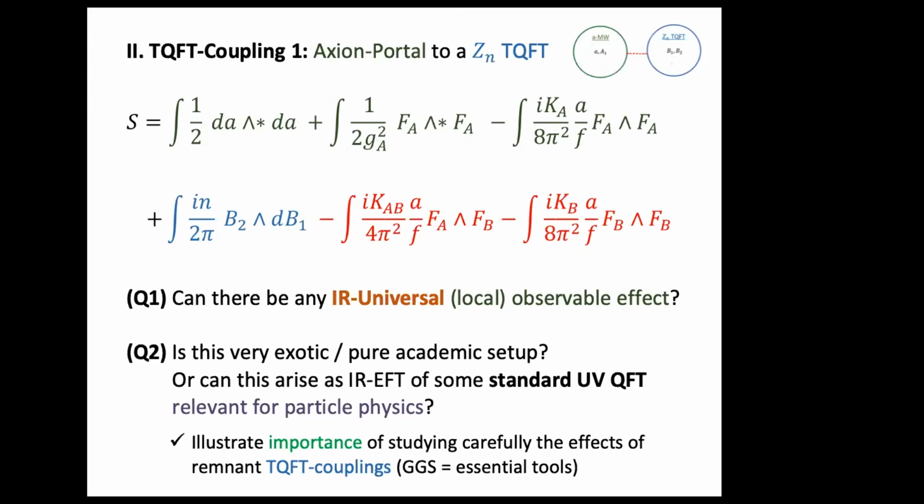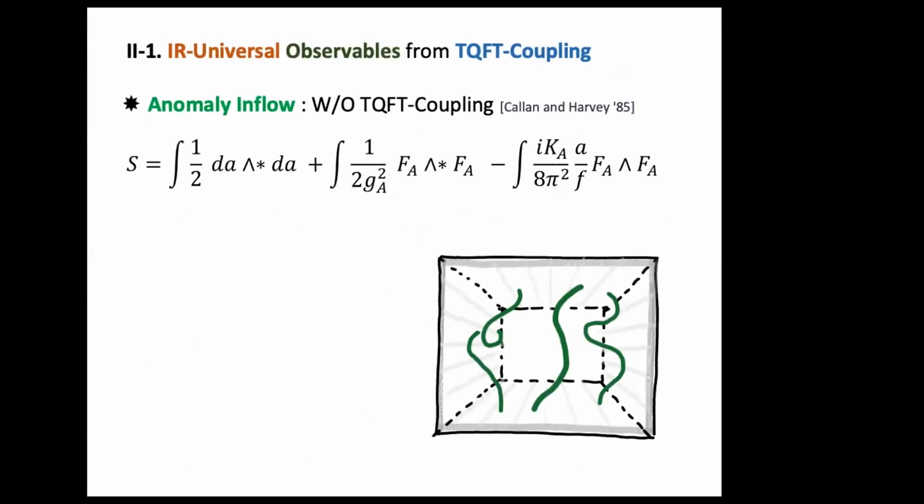But mostly, let me just try to answer this first. IR universal observable consequences can be understood by means of anomaly physics. You might either not be familiar with it or have forgotten some details. So let me briefly review the basics of anomaly inflow without TQFT coupling. This is a lazy poor theorist's version of a closed string network in the box of space and time. Hopefully you get the picture.